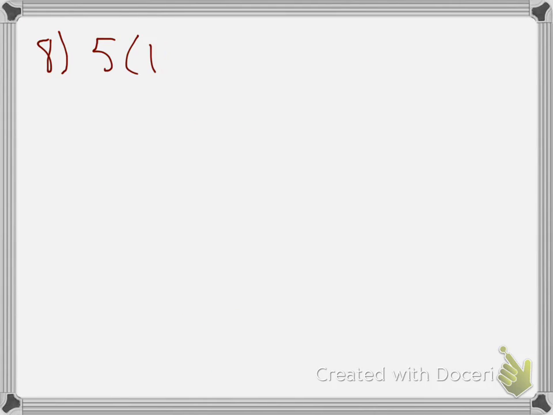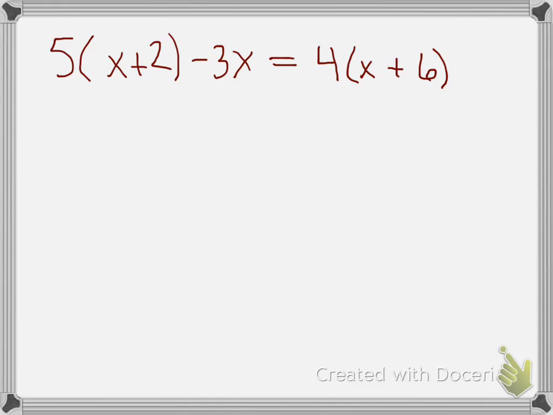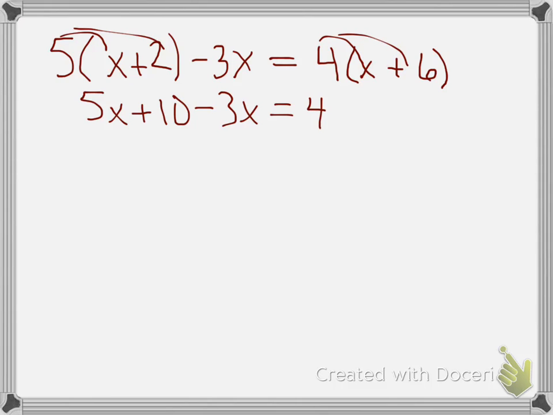All right, because it was asked, I'll go ahead and create another problem here. Okay, I'm making this one completely up off the top of my head, so we may get a fraction answer. Let's see. Okay, so I need to distribute 5 times x, 5 times 2, that's 5x plus 10 minus 3x is equal to 4 times x, 4 times 6, which would be 4x plus 24.